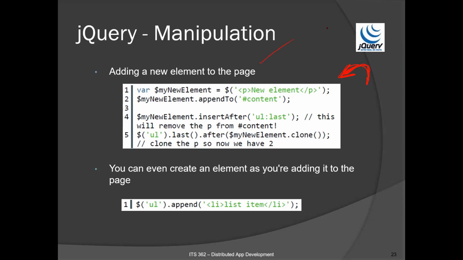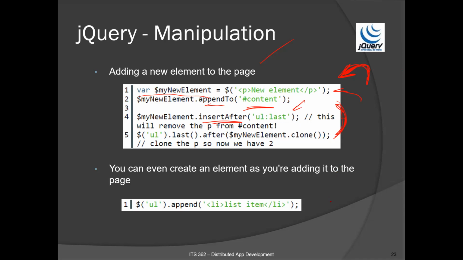So adding a new element to the page, you can create a new element. What type of element? It's a p tag, a paragraph. And then append to, and what do we append it to? Something called content. And then we can say even more, insert after this particular thing. So this will remove the p from content and beyond. So we can do a lot of things. This is getting too complex to describe like this, so we'll just see examples of this in the code.